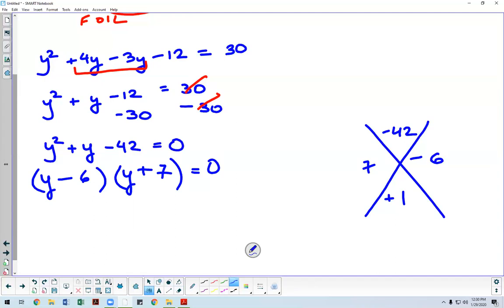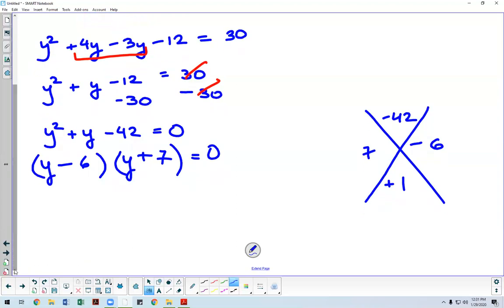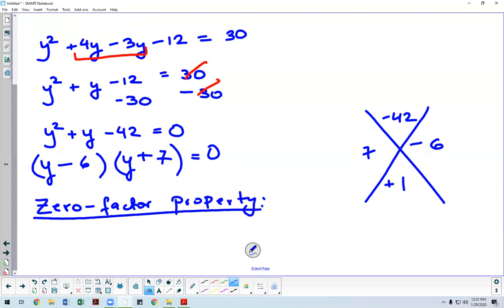And remember what I showed you in the previous example. You can always FOIL your factors and make sure you come back to the original expression you started out with if you want to check your math. Once you have your factors, use your zero factor property to come up with our answers. So that's going to be y minus 6 equals 0 or y plus 7 equals 0.